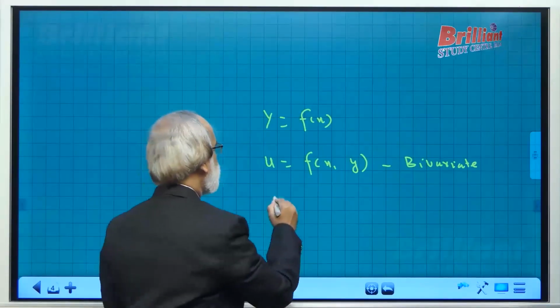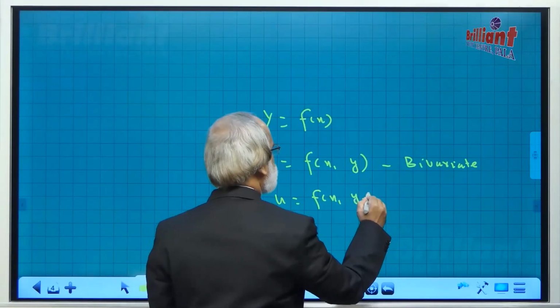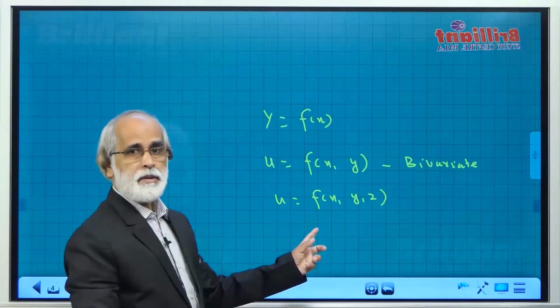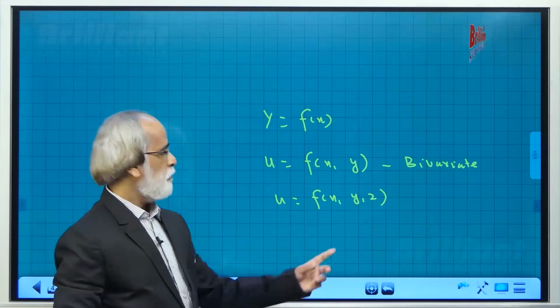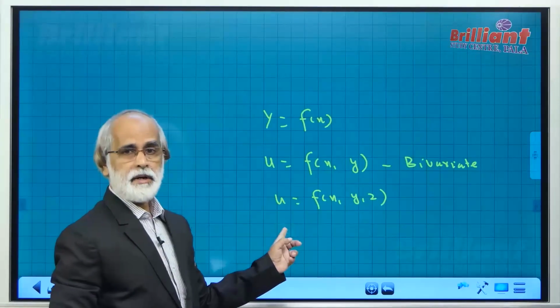A dependent variable that depends on three independent variables x, y, z is a trivariate function. How many variables are there in a trivariate function? 4. 1, 2, 3, 4. Three independent and a dependent.